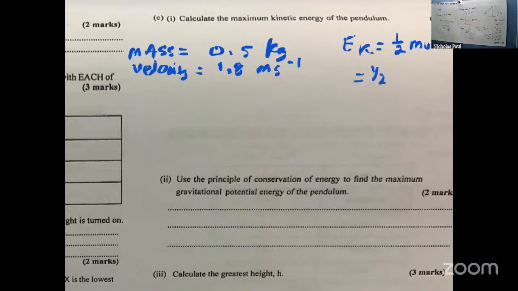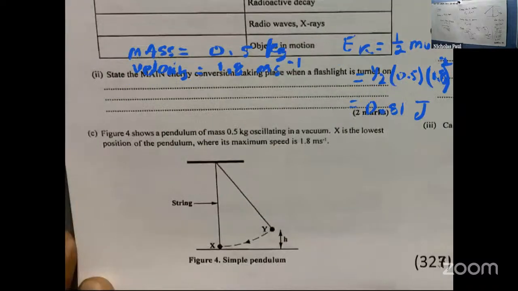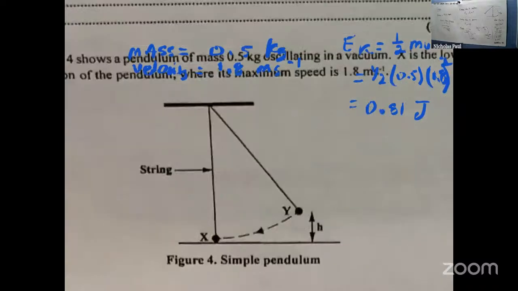So that's a half by the mass. The mass is 0.5 and the velocity is 1.8 squared. How much is that? 0.81. So that's the most amount of energy that this system could have. And remember, in the pendulum, there's a constant interchange of kinetic to potential energy.